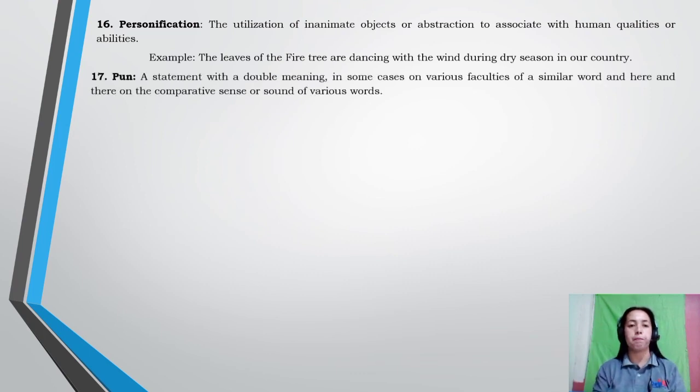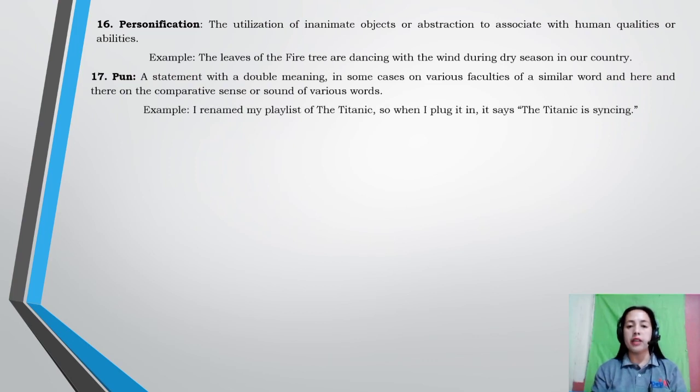Okay, next. Pun. A statement with a double meaning, in some cases on various faculties of a similar word, and here and there on the comparative sense or sound of various words. Example, I renamed my playlist of the Titanic. So when I plug it in, it says, the Titanic is sinking. Sinking, as you understand it, the Titanic is sinking, drowning. But it is his playlist, probably on his phone, which he named The Titanic. Then what he played, what is on your screen, is syncing, right? It is connecting. So, syncing. The Titanic, because it is the name of his playlist, is syncing.